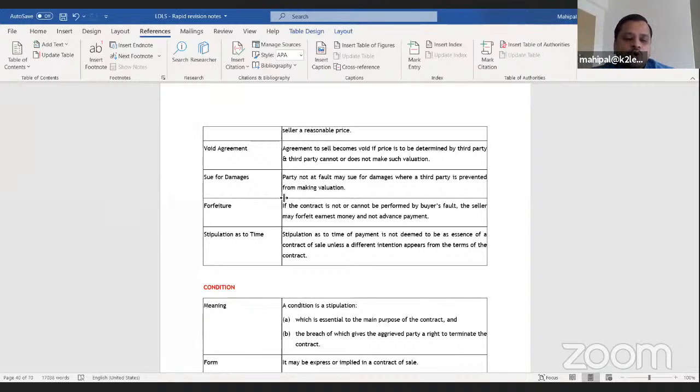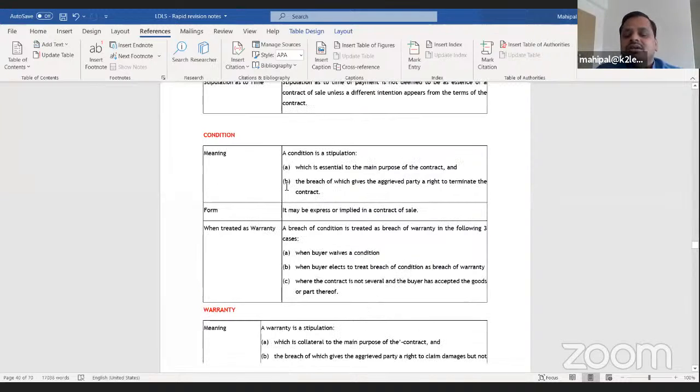In case of sale, the ownership is immediately transferred, but in case of agreement to sell, the ownership is transferred at a future date. Next, conditions and warranties. Conditions are such important stipulations which form the main purpose of the contract and the breach of which gives a right to terminate the contract and claim damages.